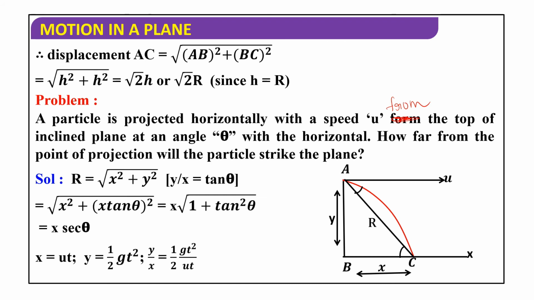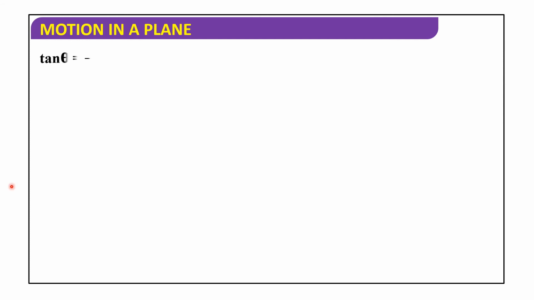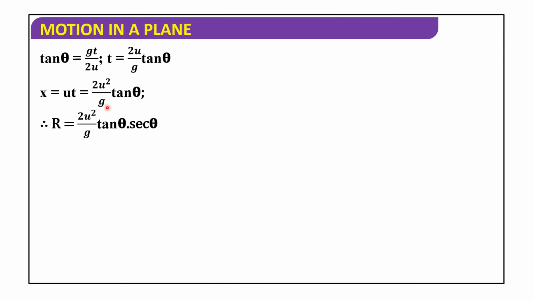So x is equal to ut, y is equal to half gt square. Y by x is equal to half gt square by ut. Now tan theta is equal to gt by 2u, so t is equal to 2u tan theta by g. X is equal to ut, that is equal to 2u square tan theta by g. Therefore r is equal to 2u square tan theta by g into secant theta. This is the maximum horizontal distance. Okay. Now projectile motion on an inclined plane, let us discuss.